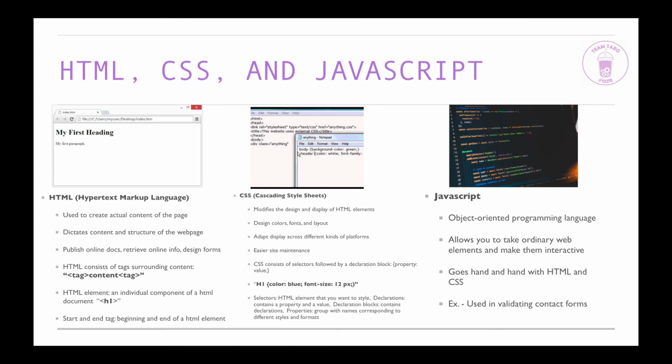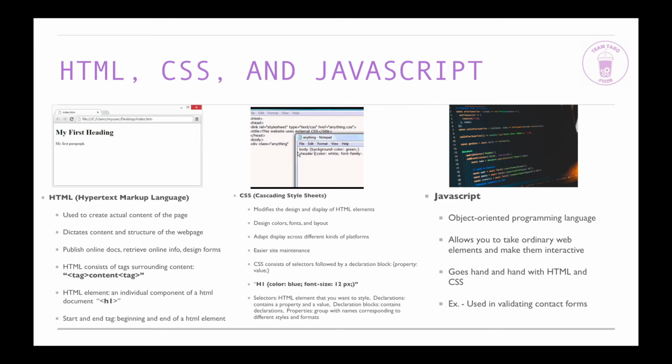You can just say, hey, I want this in green color, and program it to be green. Like I said before: designs, colors, fonts, and layouts. It also helps you adapt your display across different kinds of platforms, meaning different devices. For example, when you're coding your website on your laptop and you open it up on your phone, or you minimize your window, it will look completely different. That's alright. It's mainly CSS that is controlling that.